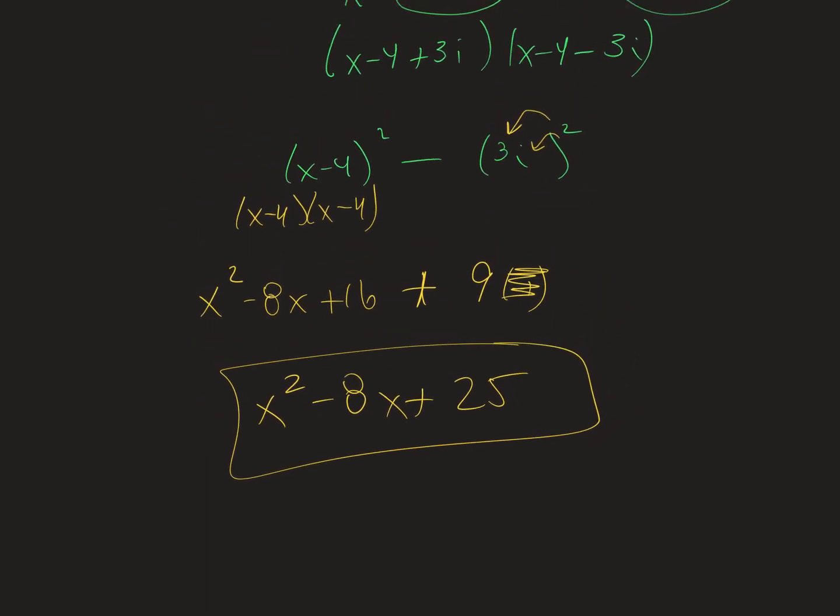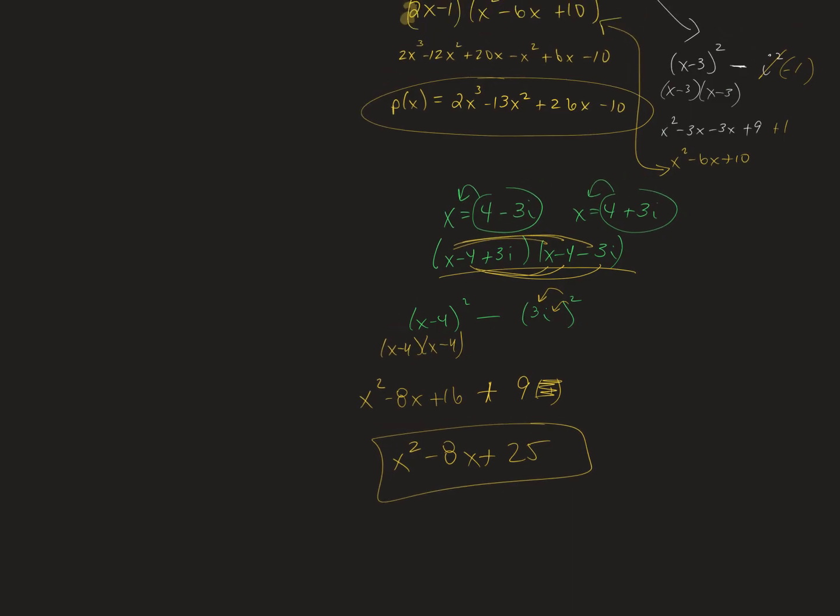If you don't like that, you can go from this step right here and say x times x, x times negative 4, x times negative 3i. Negative 4 times x, negative 4 here, and the i's will cancel out like they should. It's just a shortcut that the same thing will happen every time, so it just saves some time. Questions? All right, let's look here.